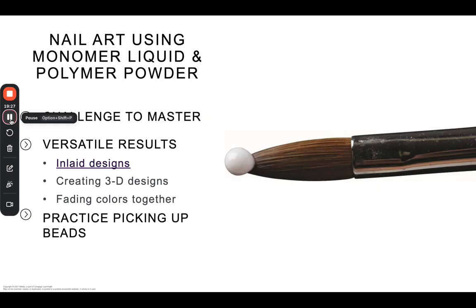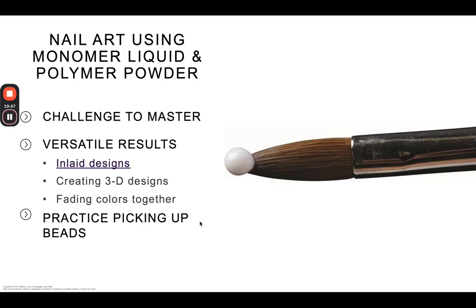So these are different ways that we can use our monomer liquid and polymer powder. You can do encapsulations or inlaid. Those two words are the same. You can do 3D nail designs, 3D flowers, any other type of 3D art. And you can also fade colors together. We recommend that you do practice picking up your beads.